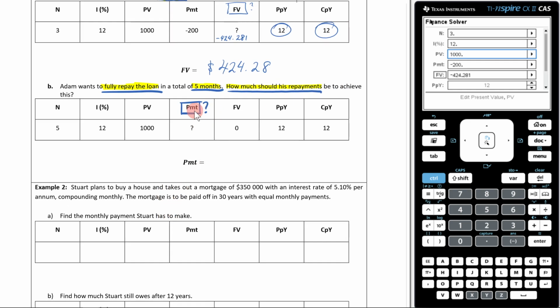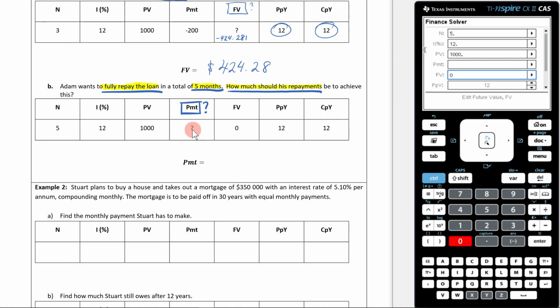Rather, we now have to figure out what our repayments are going to be if we want this loan paid off in 5 months. So what we're going to do is come to our finance solver and put in this new information. So N is 5. This is still 12. This is still 1,000. My PMT, I don't know. My future value will be 0. This is 12. This is 12.